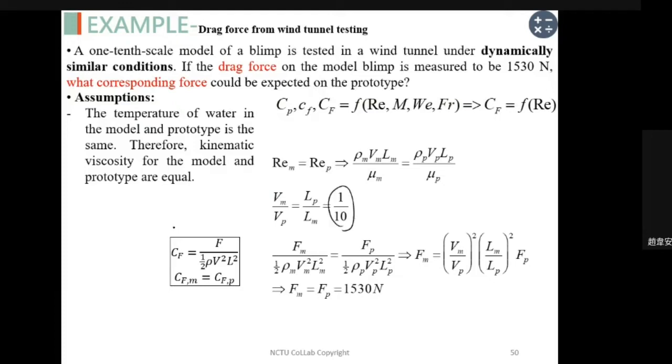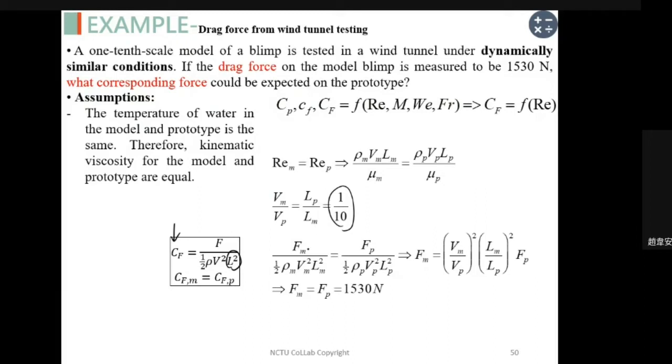But right now we change the dependent pi group from the pressure coefficient to the force coefficient. We know the definition of the force coefficient is the force divided by 1/2 rho V squared and L squared. So the only difference compared to the pressure coefficient is L squared, which is related to the dimension of the area.